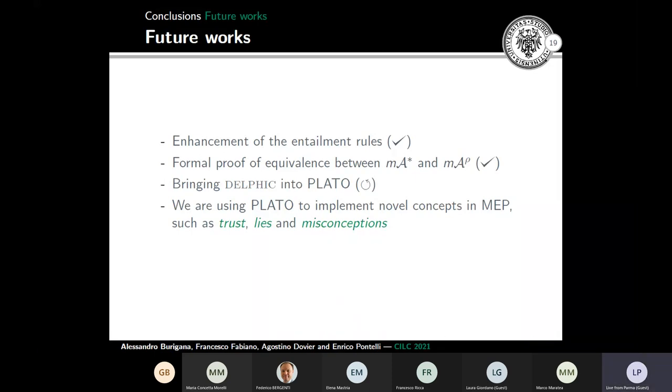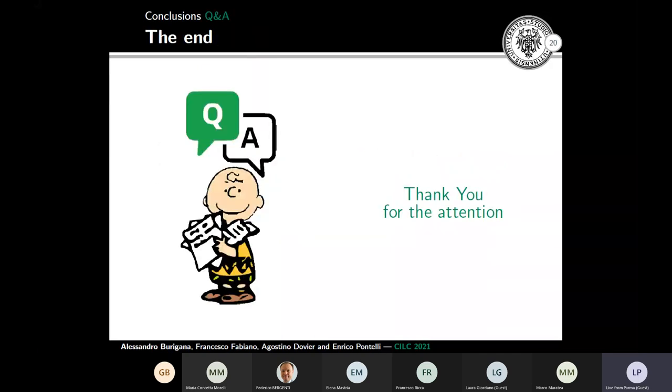And then we want to bring Delphic inside Plato, the possibility-based formalism, which will let us overcome some difficulties of the Plato encoding. And then we want to use Plato, and this is still future work, we're going to do this maybe in the following months, to implement novel concepts in multi-agent epistemic planning, such as trust, lies, and misconceptions, which will enable us to encode a much broader variety of real-world scenarios. So that's it for the presentation, and thank you for the attention.